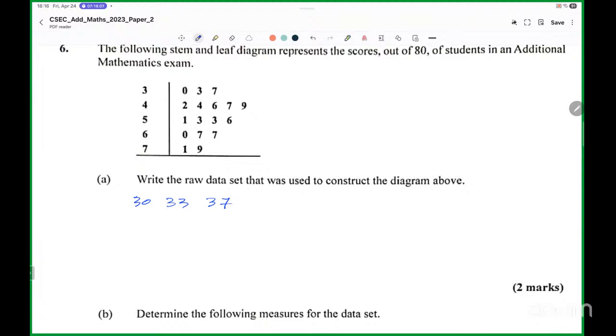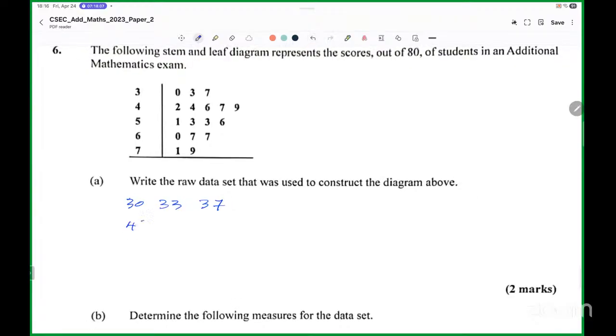They say write them out. I don't have to write them this way; I can list them out under here if I want. So I'm putting the 40s now: 42, 44, 46, 47, 49. Next one, 51, 53, 53, 56. Next one, 60, 67, 67. Next one, 71, 79. Understand that? Just list them out. I don't know the purpose of that.